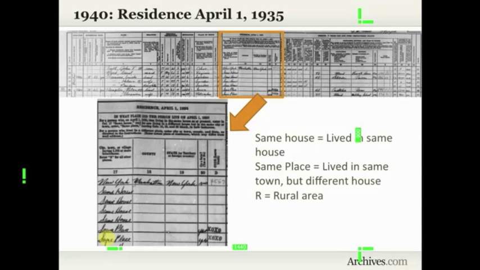On other records, you will see, instead of a city, you'll just see the letter R and then a county and a state. That R means that they were in a rural area.